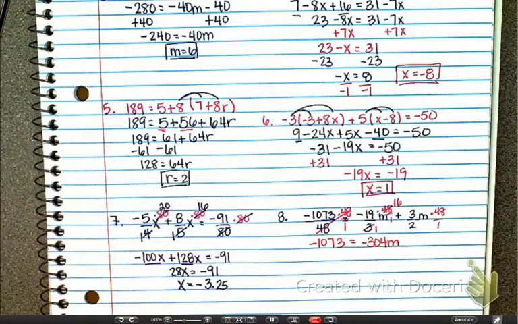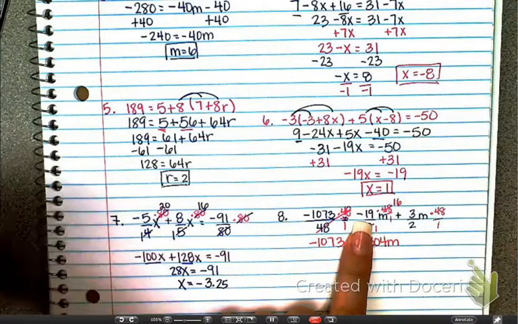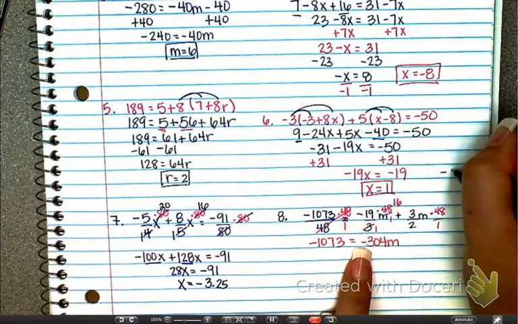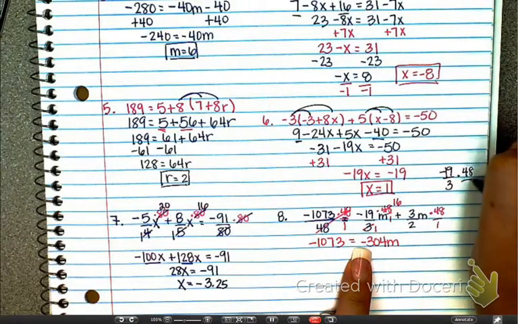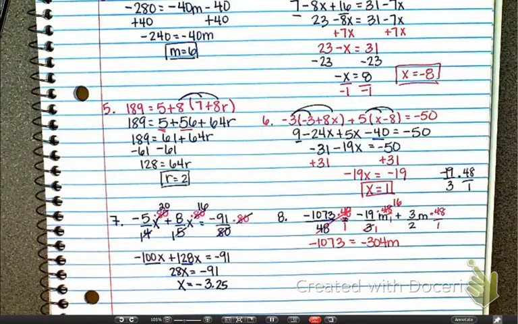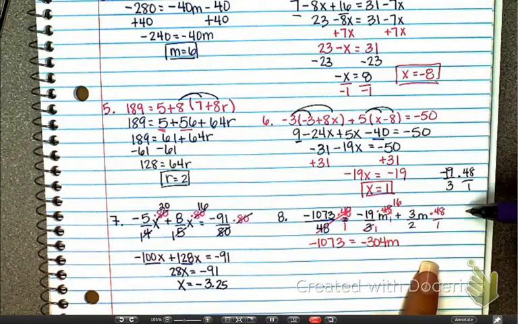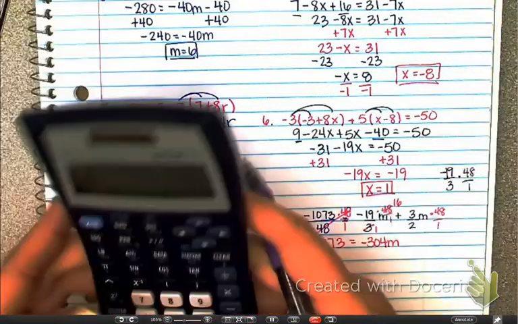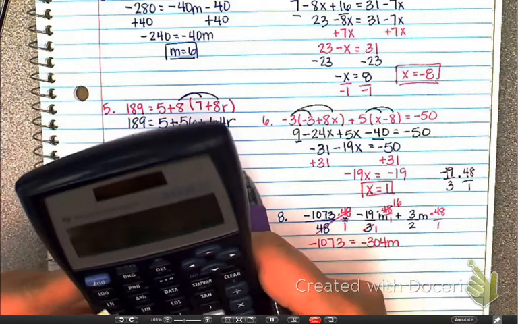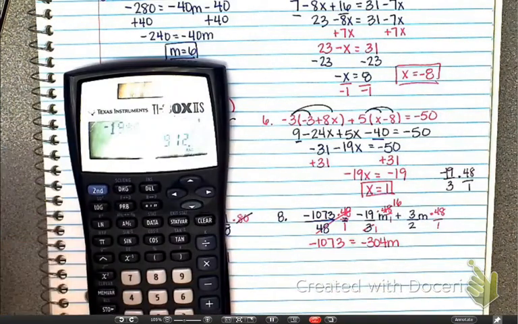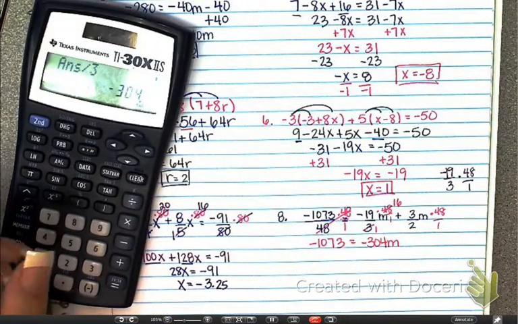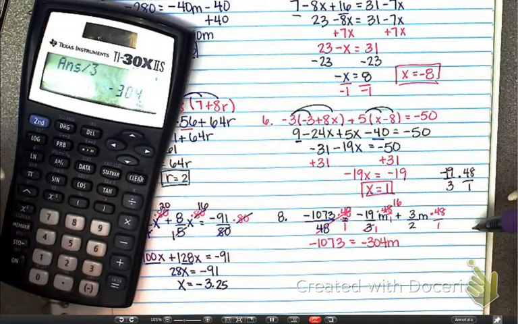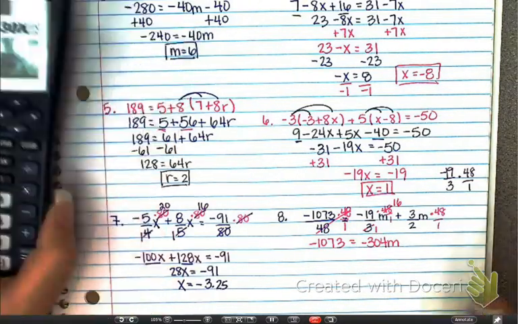What if the simplifying was confusing? Real quick, I'm going to write it up here. Listen. If you have negative 19 over 3 times 48, and that simplifying is confusing, multiply and then divide. Negative 19 times 48 is 912, divided by 3 gives you your negative 304. So if it's easier to multiply across and then divide, do that instead of simplifying first.